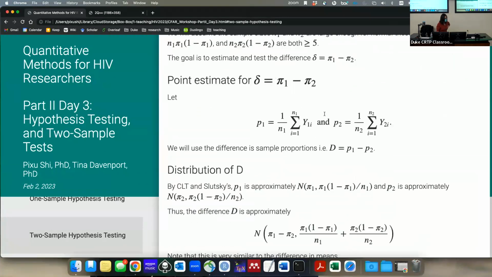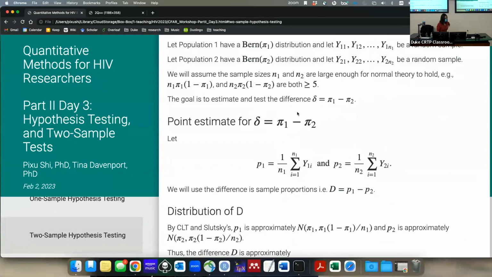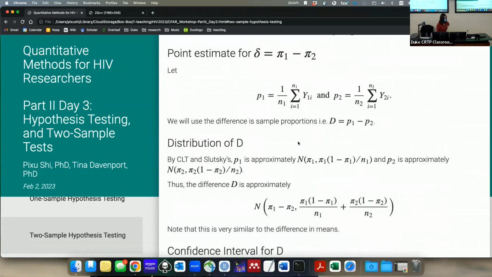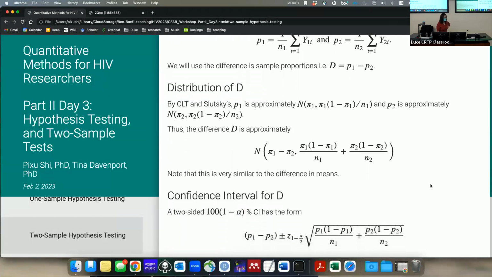So I have simplified the steps. We will have a null hypothesis that will test for the difference of the proportion parameters. If you plug in the observed proportions, that's going to be your point estimate of the difference. And under the large sample assumption, the difference will have approximately normal distribution. So you can also construct a confidence interval based on the normal assumption.